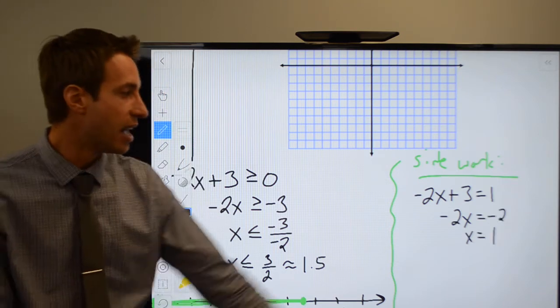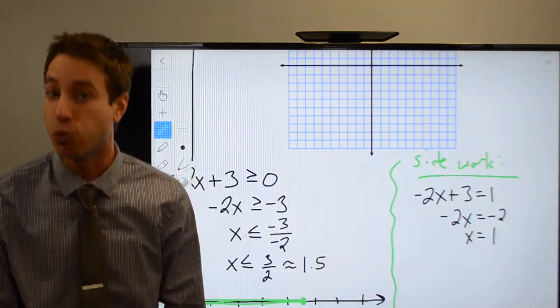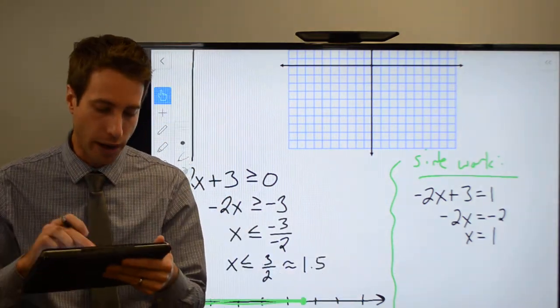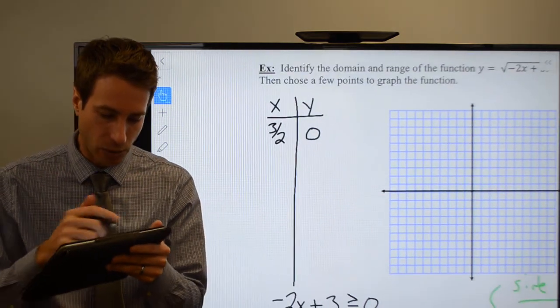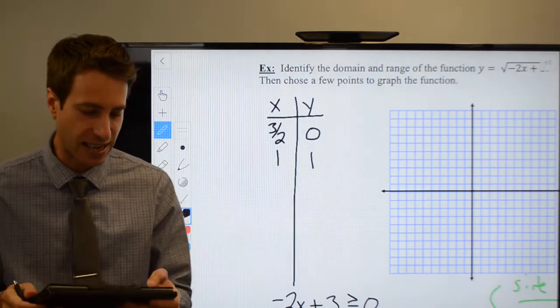So here's what I know. If I plug in a 1, my radicand is going to come out to be a 1, and the square root of 1 is 1. So the next point in my table is going to be 1, 1. Awesome. That's a nice, neat point.